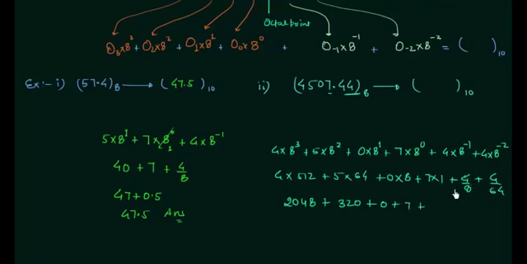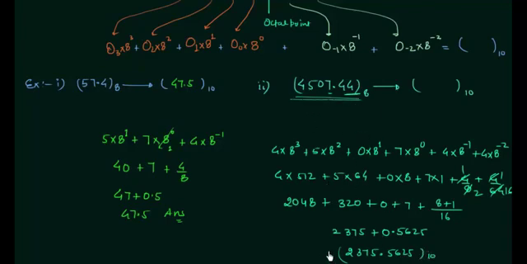And we will solve this. I have 1 by 2 and 1 by 16. So we have 8 plus 1. 2048 plus 320 plus 0 plus 7 is 2375, and 9 by 16 is 0.5625. This will give us 2375.5625. This is in decimal, so the decimal equivalent of this octal number is 2375.5625.